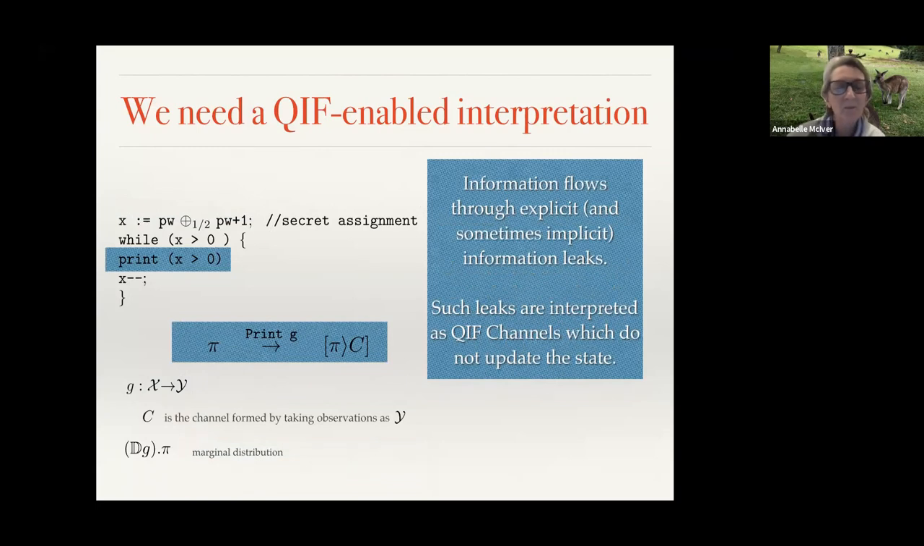Now the print statement is a bit more complicated. It was too complicated for me to write down, but the way that you should think of it is that the print statement takes an expression in the program variables, evaluates that expression at whatever state it is, and then you imagine that the value becomes the observation which is available for the adversary. But what really happens is that you take whatever secret you're working with, and you make a channel from those observations, and then you make the hyperdistribution in the way that I described earlier.